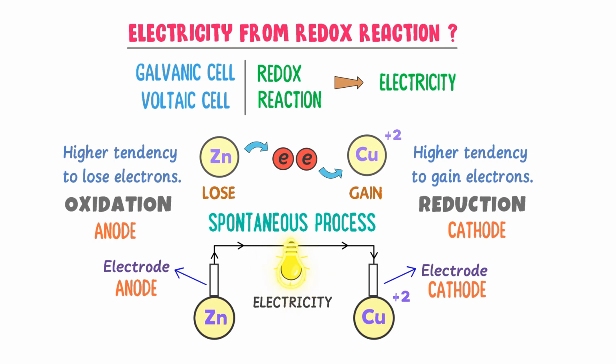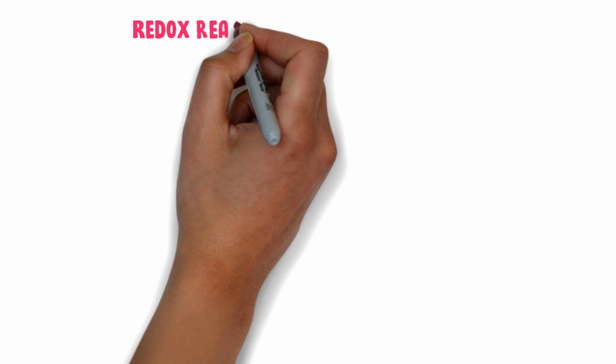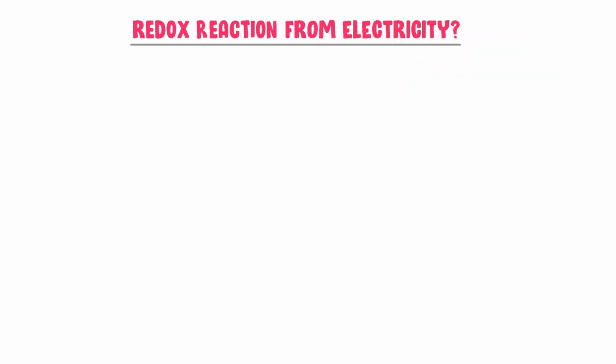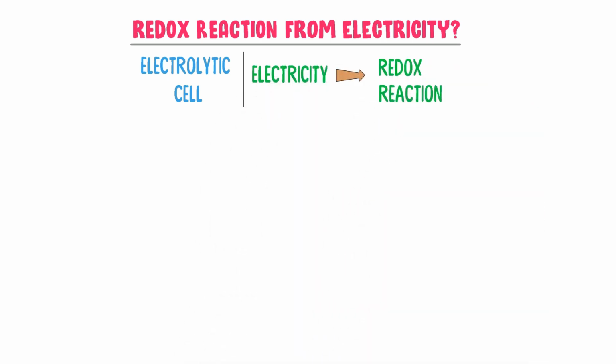Also remember that the plate at which oxidation occurs is called the anode and the plate at which reduction occurs is called the cathode. Thus note down all these important points. Now let me teach you how we can produce a redox chemical reaction using electricity. Well, we use an electrolytic cell to generate a redox chemical reaction. In this cell, electricity is used to generate a redox chemical reaction.